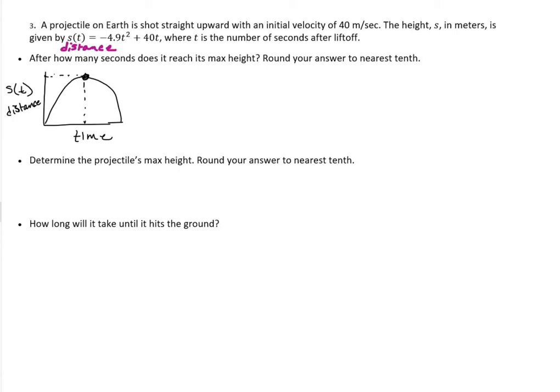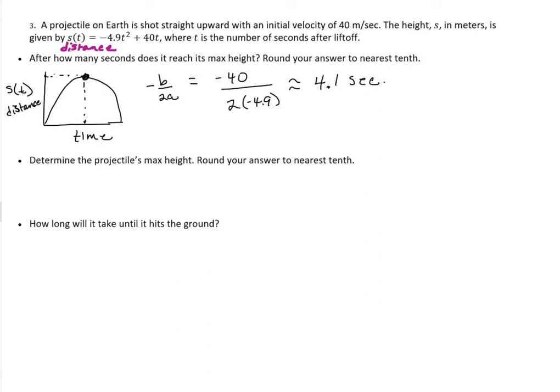Well, I want to know that x value, if I was looking at this in terms of x's and y's, so I want to find negative b over 2a, the x-coordinate of that vertex. So negative 40 over 2 times negative 4.9. And that is approximately 4.1, so 4.1 seconds.